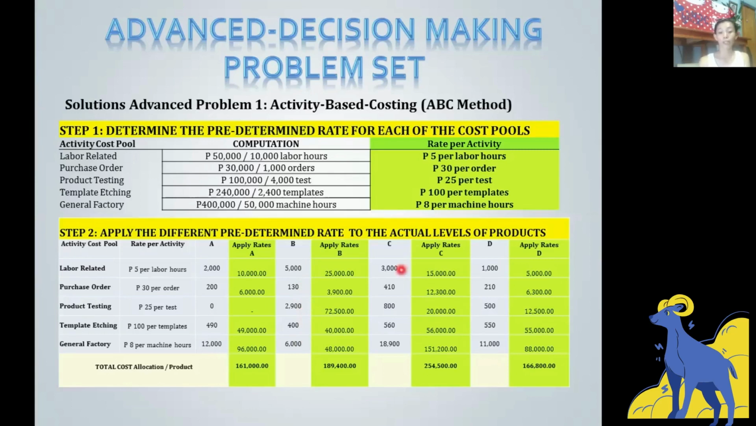So the same with C and D, they have differing actual levels of activity. So what we'll do is we multiply the rate per activity times the actual consumption for each product. We arrive at the cost that is being consumed by a certain product. So we sum it up and we come up with the total cost allocation for each product.